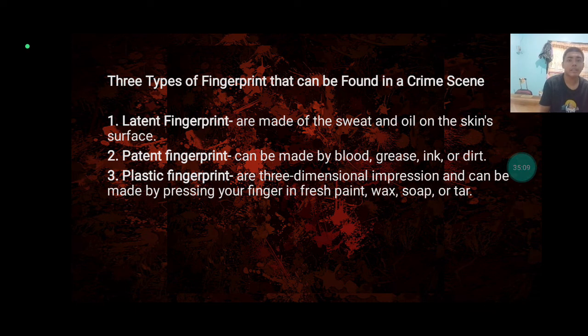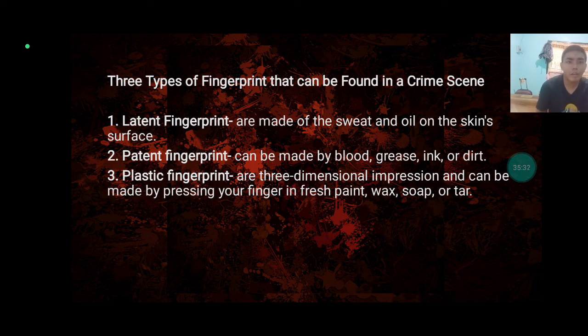So next is the patent fingerprint. It can be made of blood, grease, ink, or dirt. This type of fingerprint is easily visible to the human eye. So it's easy, it's already visible, unlike the latent fingerprint, which is not visible to our naked eye.